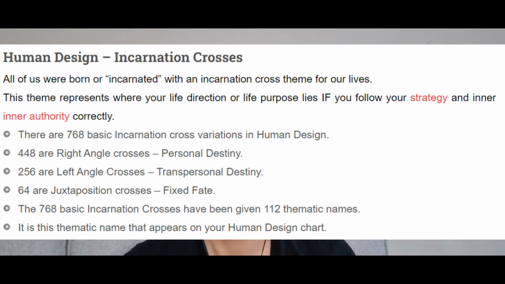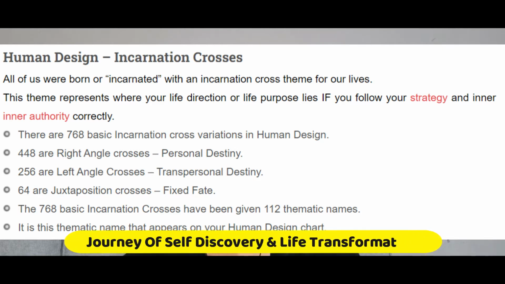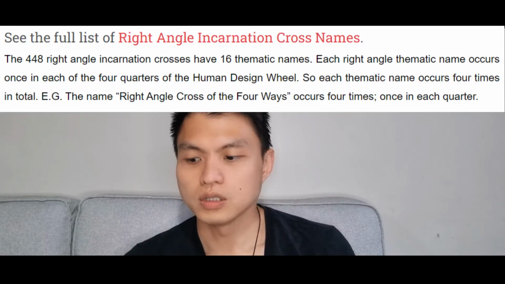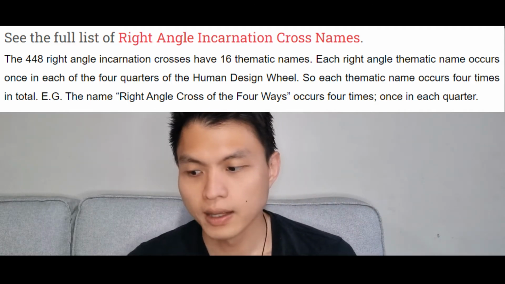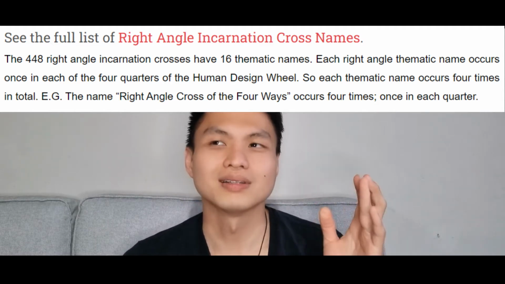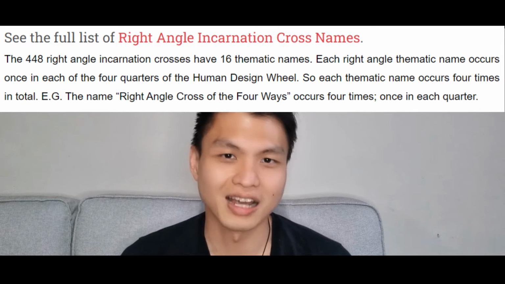If you have a right angle incarnation cross, you have a personal destiny. Like myself, I am a right angle cross. Right angle crosses are a journey of self-discovery and life transformation. Throughout this personal life theme, it appears around 4 times in a year, so there are 4 different variations of these right angle crosses. It's also among the most common crosses in the world to have.